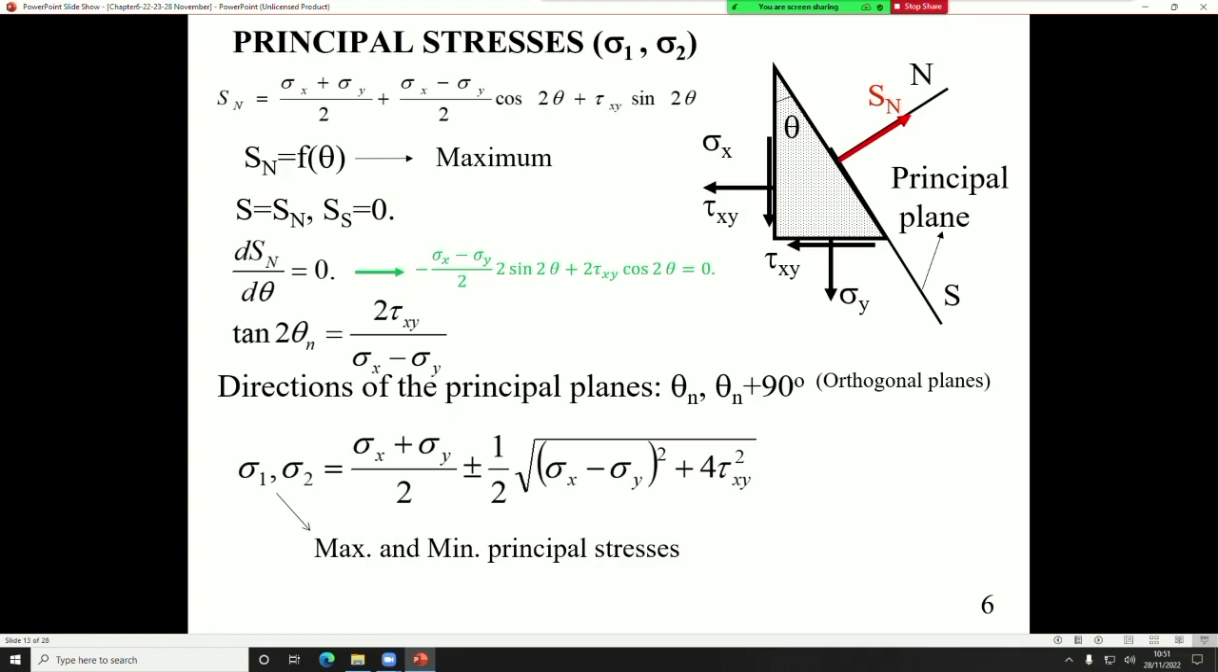So the equations for the principal stresses are these two. And the question a student usually asks is, does the negative sign give us the minimum principal stress? And the answer is no. Sometimes the plus one gives you the minimum, sometimes the negative one gives you the minimum. How did they find these two equations? By just substituting sine of 2 theta n and cosine of 2 theta n in the top equation, and from there I find this equation. You can do it in your own time, it's not examinable.